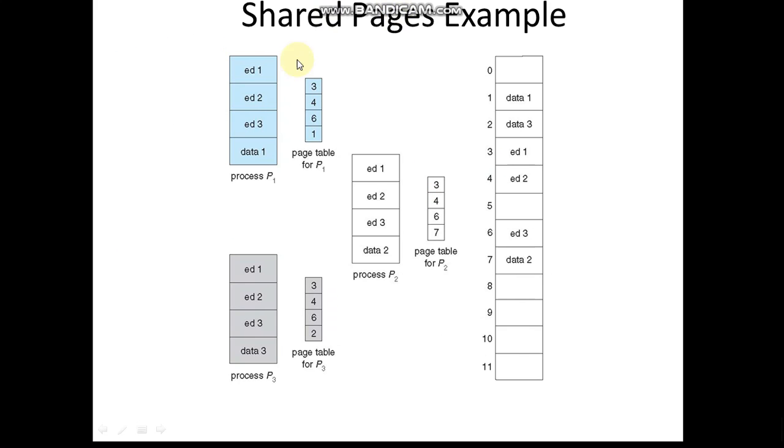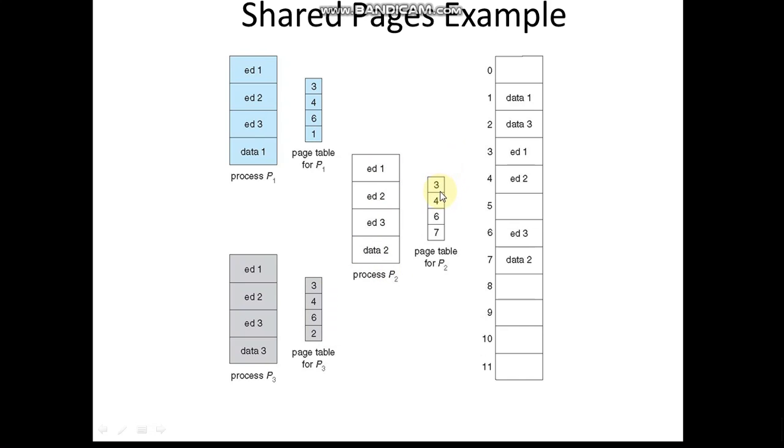Let us look into an example here. These are the pages required by process P1. We are naming them editor 1, editor 2, editor 3 and data 1, and the page table for P1 is 3, 4, 6, 1. Whereas you can observe process P3 is also sharing editor 1, 2, 3, and it has its own data in data 3. Editor 1, 2, 3 are stored in frames 3, 4, 6, so these pages are also accessible by process P3. Similarly they are accessible by P2 also.